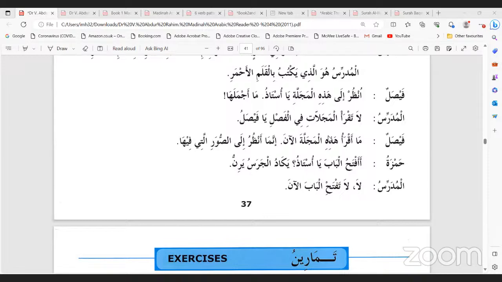I am not reading this magazine now. I'm only looking at the pictures in it.